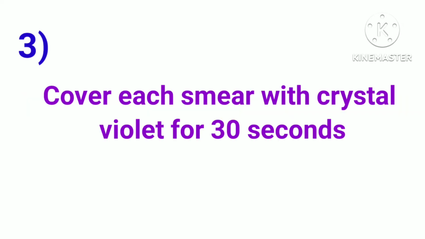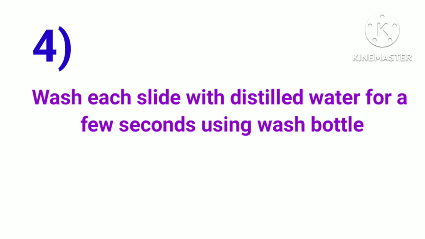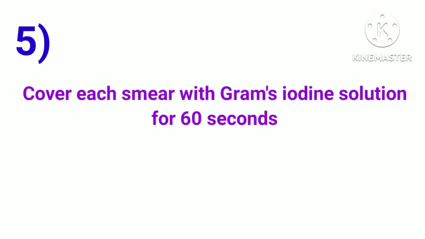In the third step, cover each smear with crystal violet for 30 seconds. In the fourth step, wash each slide with distilled water for a few seconds using a wash bottle. In the fifth step, cover each smear with Gram's iodine solution for 60 seconds.